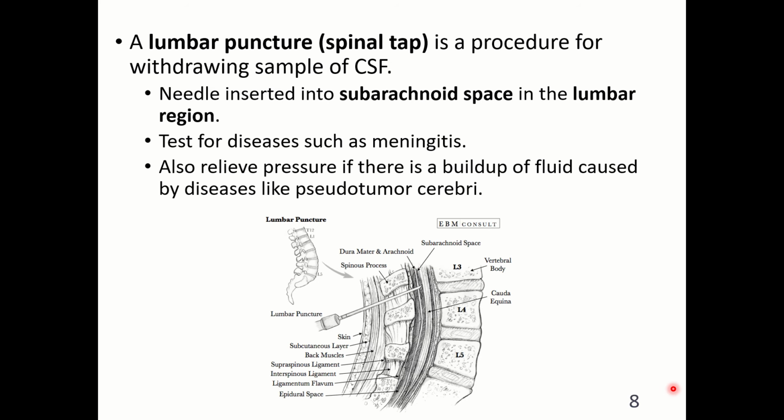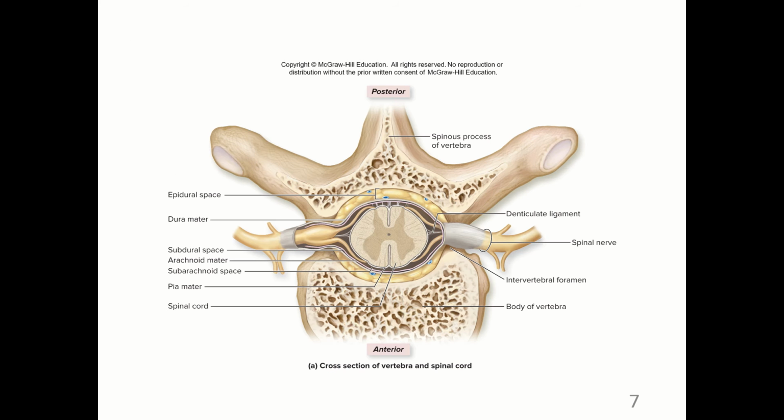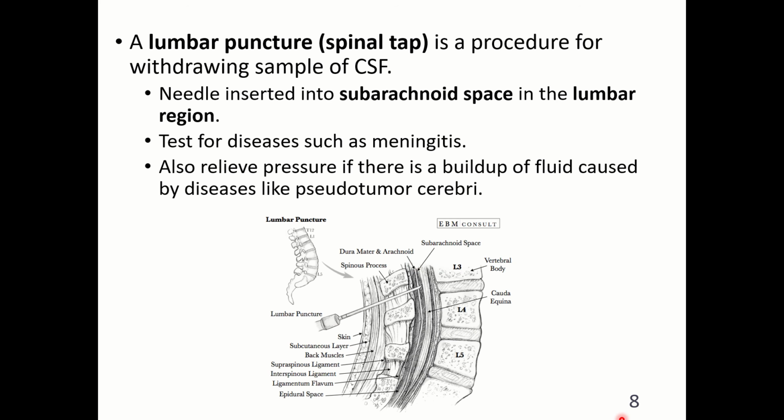A lumbar puncture, also called a spinal tap, is a procedure for withdrawing samples of cerebrospinal fluid. The needle will thus be inserted into the subarachnoid space in the lumbar region because of the abundance of cerebrospinal fluid in the subarachnoid space. A lumbar puncture will test for diseases such as meningitis and also relieve pressure if there is a buildup of fluid caused by diseases like pseudotumor cerebri.